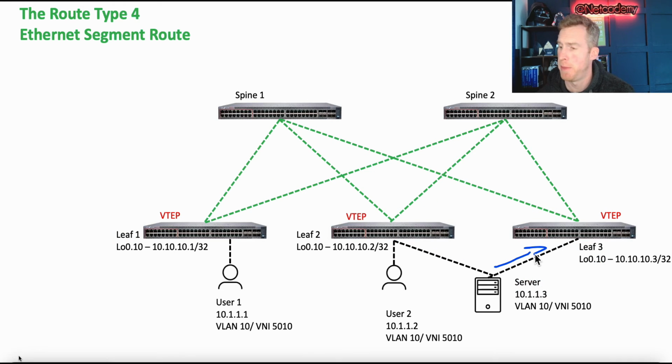But what happens when the server sends in a BUM packet to either one of these leaves? So let's say the BUM packet comes up to leaf 3. And I'm just going to write here, BUM, for broadcast, unknown Unicast and multicast traffic.